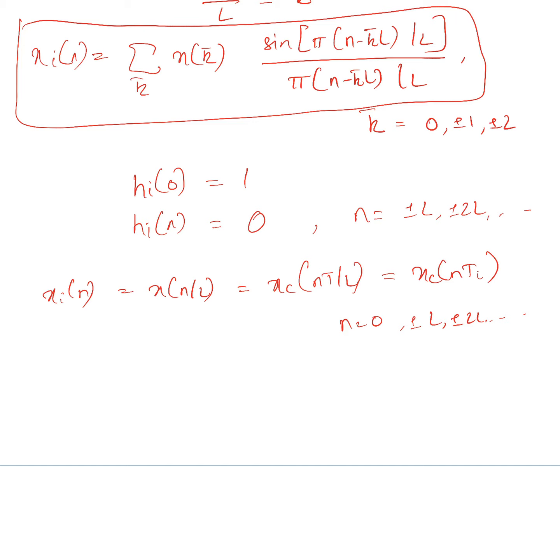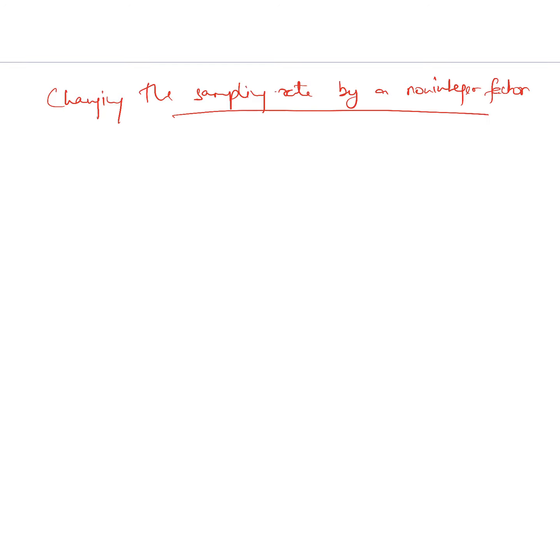Now the last topic of increasing and decreasing the sampling rate. Initially we had started with decreasing the sampling rate by an integer factor, then increasing the sampling rate by an integer factor. Now what we want to do is change the sampling rate by a non-integer factor. It could be increasing or decreasing the sampling rate by some factor which is not an integer. So how to obtain that?